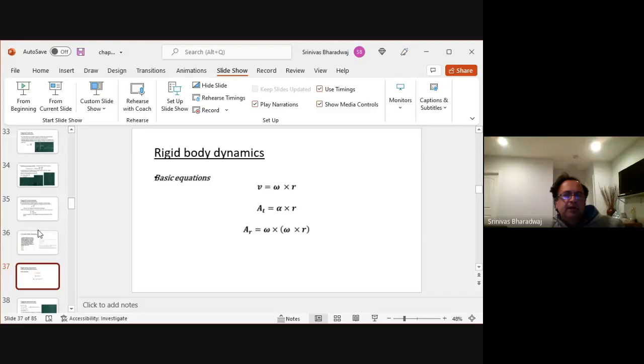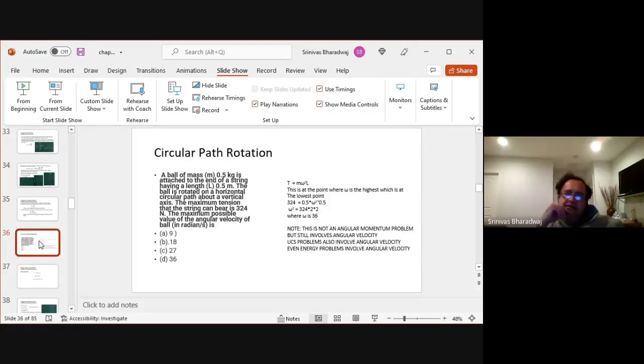If it was a vertical circle, then you would have this minus mg, because there's also gravity. When will you have the maximum tension? When it is directly at the bottom, because then it will add up, right? So then you will have the maximum.